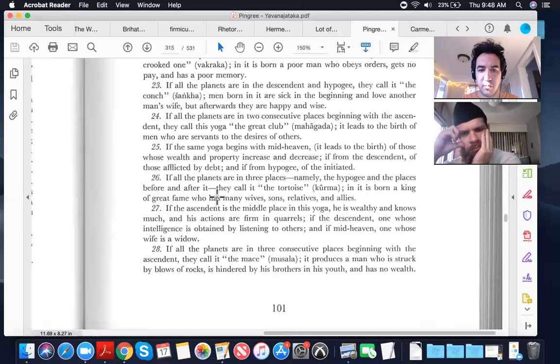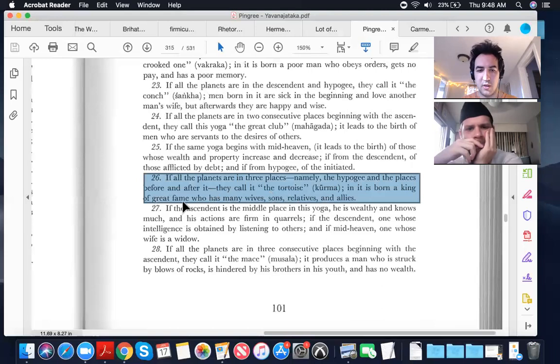He says if this yoga occurs, something relative to the tortoise, and that's 26 here. The kurma. If the planets are in three places, namely the hypogee and the places before and after it, they call it the tortoise, and it's born a king of great fame who has many wives, sons, and relatives. So that would be fourth house, third house, and fifth house.